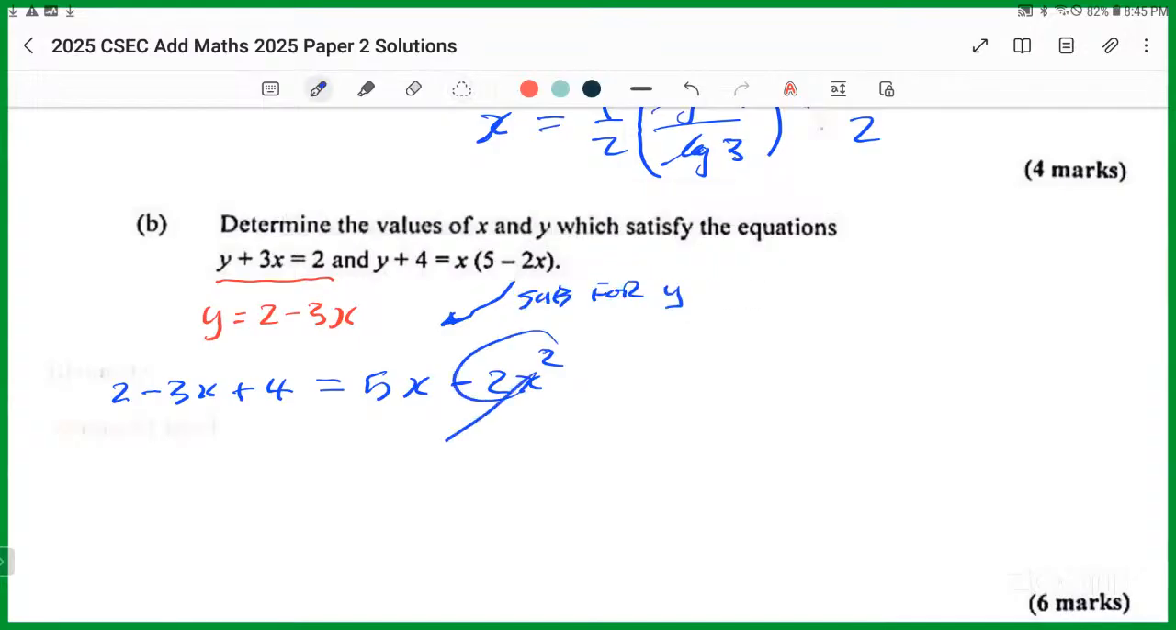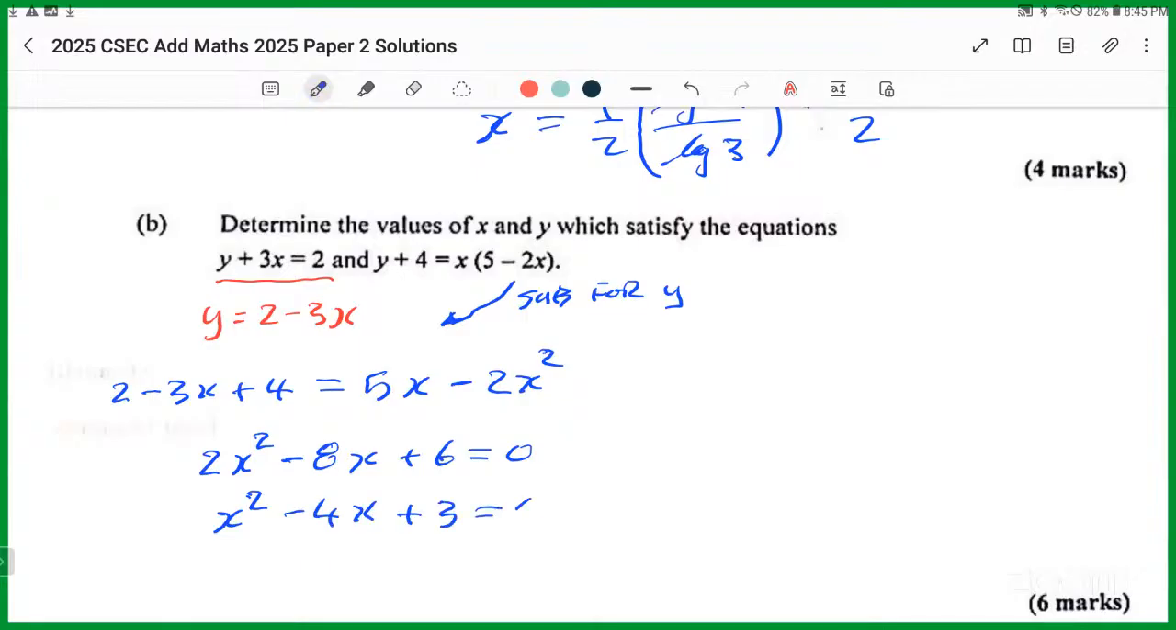So this 2x squared comes over onto this side to become a positive 2x squared. This 5x comes over here with that negative 3x and gives me negative 8x. This 2 and this 4 is 6. That's all equal to 0. This can be divided through by 2. We're going to get x squared minus 4x plus 3 equals 0.